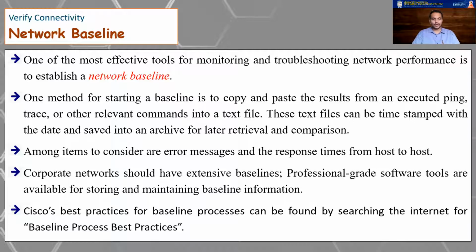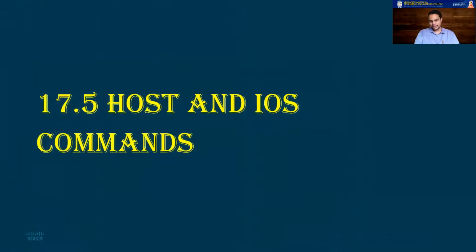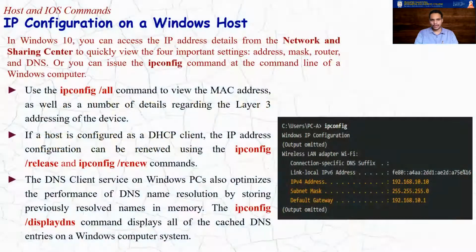Whereas corporate networks should have some extensive baselines. They require professional-grade software tools, which are available for storing and maintaining this baseline information. Cisco's best practices for baseline processes can be found by searching the internet for baseline process best practices. Just Google it. You can go to the necessary link and you will have a better understanding of creating these baselines.